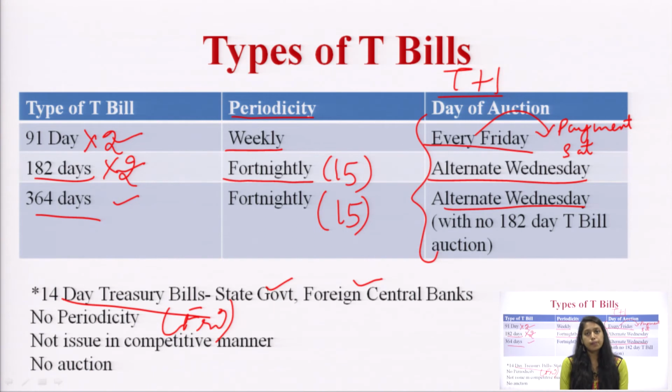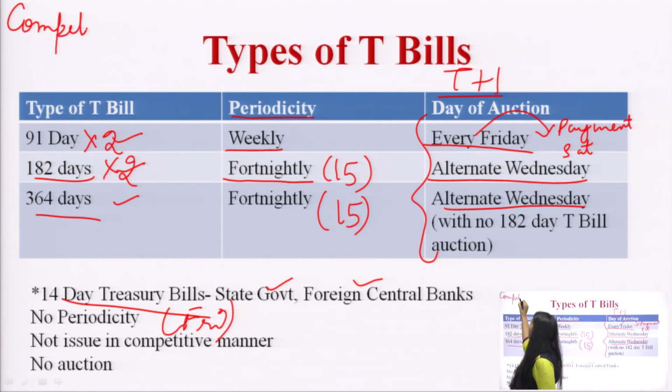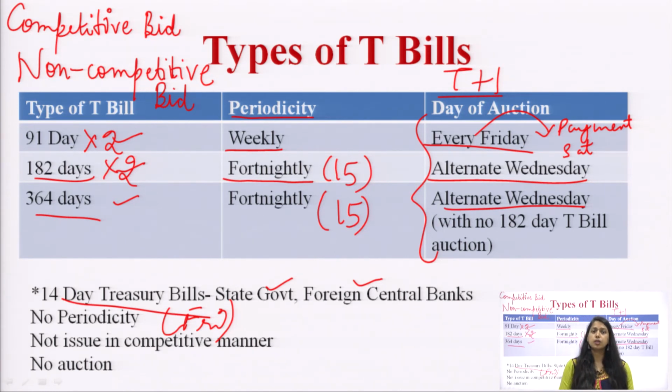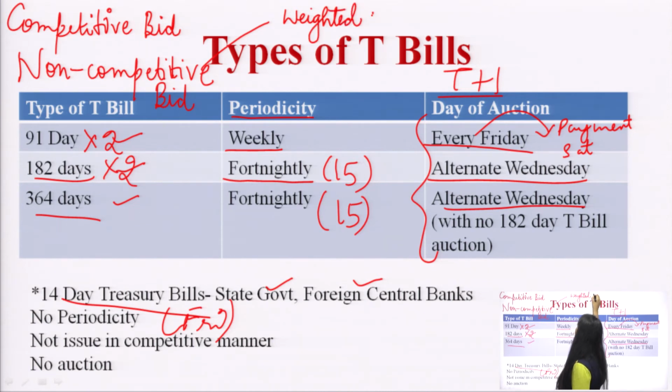So there are two types of bids that take place in the case of a T-bill. First is the competitive bid, and second is the non-competitive bid. Now, what is a competitive bid? What is a non-competitive bid? This we need to understand. A competitive bid means there is competition, everybody is quoting their price, and the person who bids the highest price will get those T-bills. In the non-competitive bid, there is no competition. So which price do they consider? They consider the price on the basis of the weighted average of whatever the people are quoting.